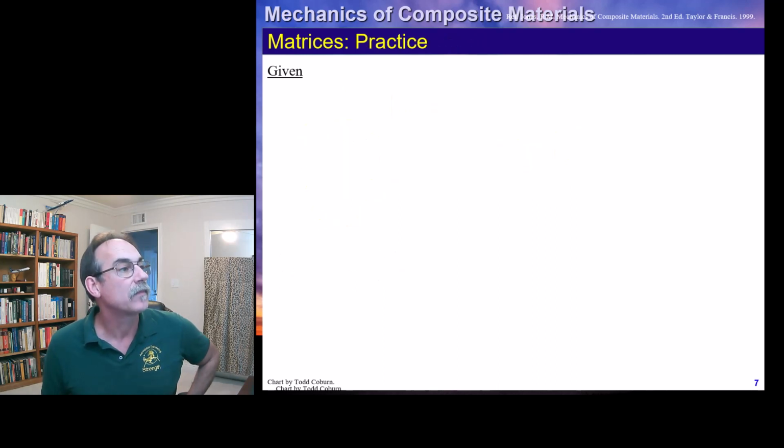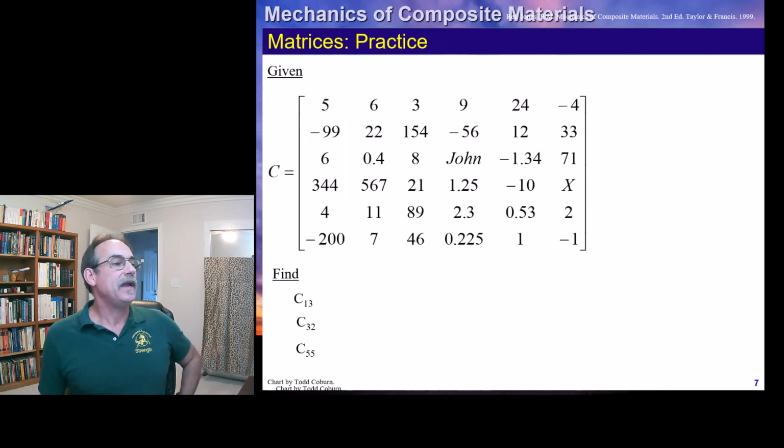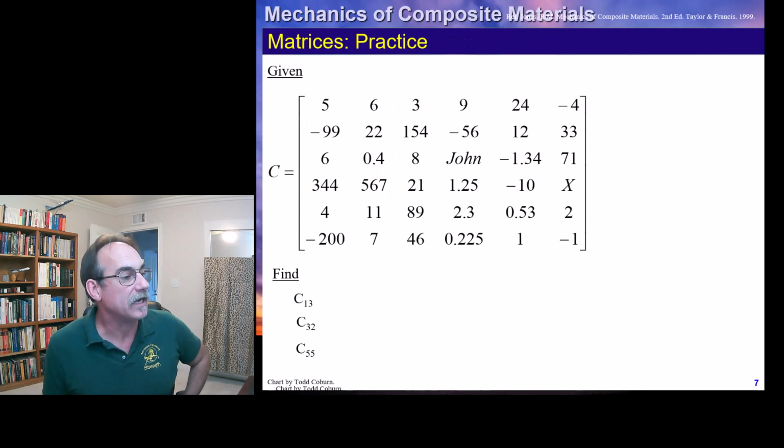Okay? Let's take a look at this matrix. Let's find C13. Well, if we're looking for C13, that would be the first row, third entry. That's this guy right here. C32 would be the third row, second entry. That's right there. And C55 will be the 1, 2, 3, 4, 5th row, 1, 2, 3, 4, 5th entry. That's right there. Got it? That's how we do this.